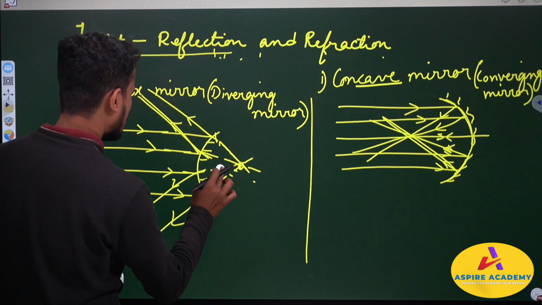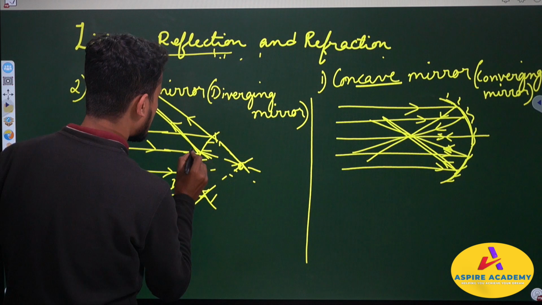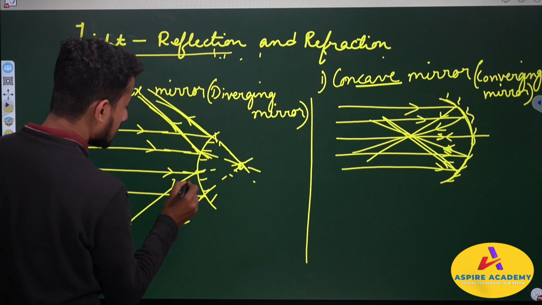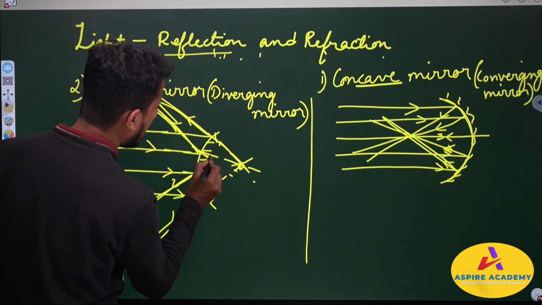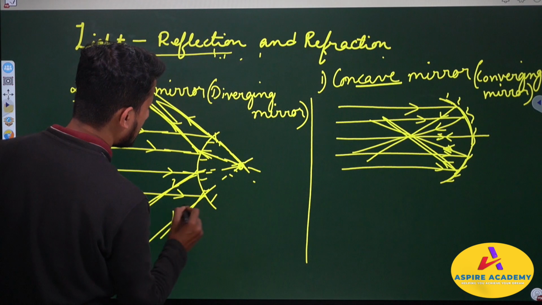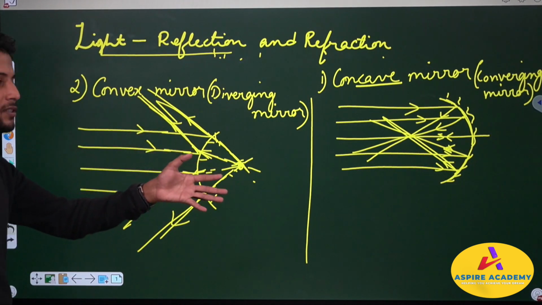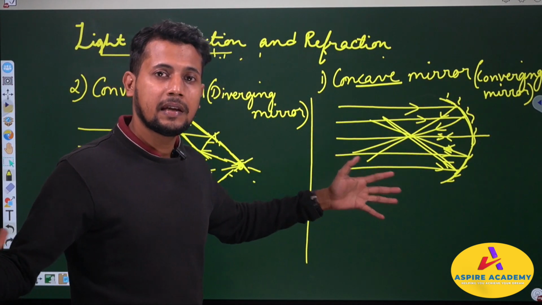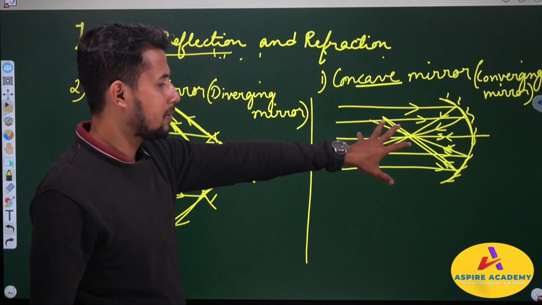In actuality, it is not like this. The reflected rays are actually bounced back from the surface of the mirror only, but it seems that these rays are coming from somewhere behind the mirror, at a point situated behind the mirror. That is why it is called a diverging mirror. Why? It spreads the light. A concave mirror accumulates the rays of light at a single point.